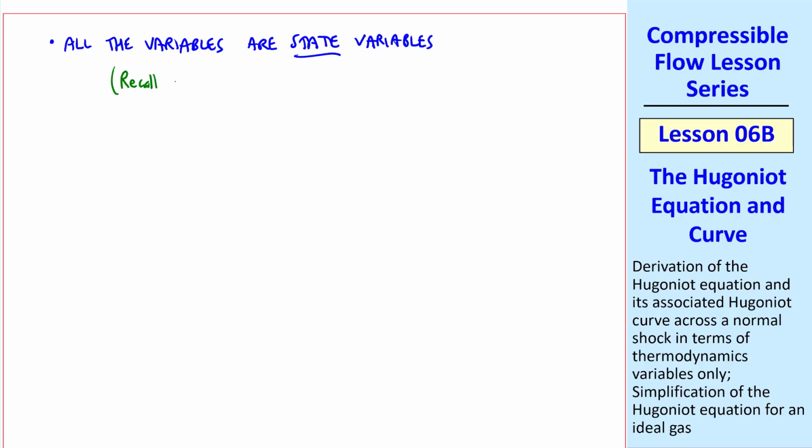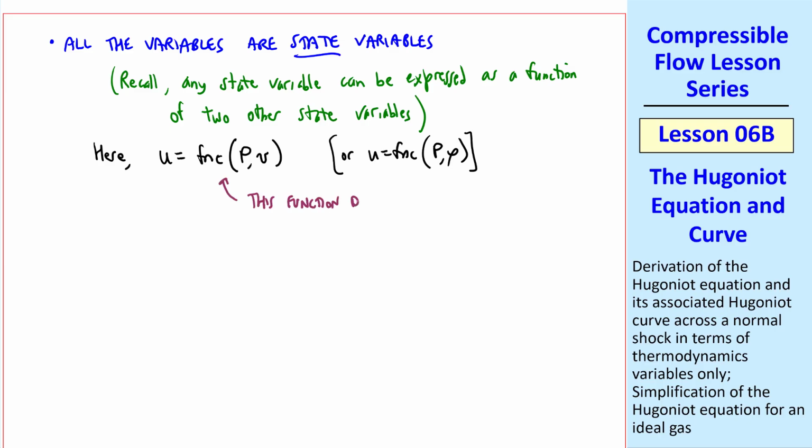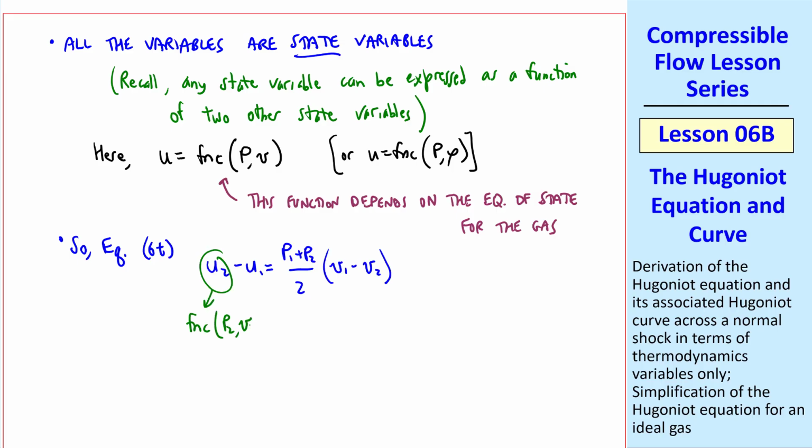And again, recall from your thermodynamics class that any state variable can be expressed as a function of two other state variables. Here, in common thermodynamics variables, we know that U is a function of P and V, or in fluid mechanics variables P and ρ. This function itself depends on the equation of state for the gas. So equation 6T is of the form a function of P2 and V2 minus a function of P1, V1, and then on the right-hand side we have a function of P1, P2, V1, and V2.